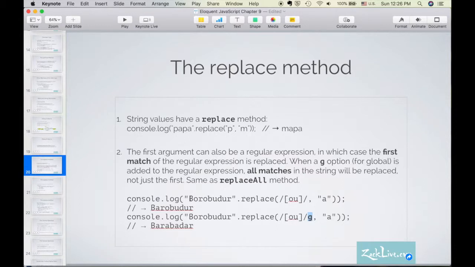Here is another example. We have this string and we are looking for either O or U, and replace it with A. In this example, only the first O is replaced, and for the second example, we have the same string, and we put a g option after the regular expression, and all the O and U are replaced. So we got this as the result. Okay.